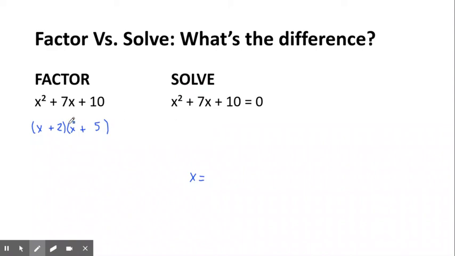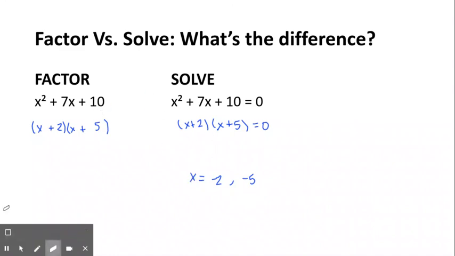Solving starts by factoring. So I would start off by doing the same thing here and say x plus 2 times x plus 5 equals 0. But then to solve, we're using that factoring to help us figure out what x equals. And so here I would set each part equal to 0. When you say that x plus 2 equals 0, that means x equals negative 2. And then when you say x plus 5 equals 0, that means x equals negative 5. And so to solve, you would get this answer here.